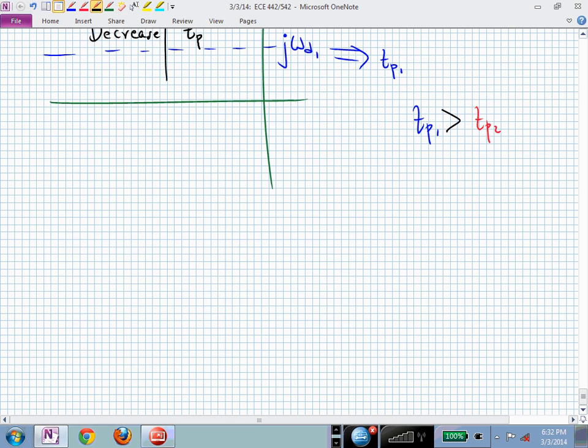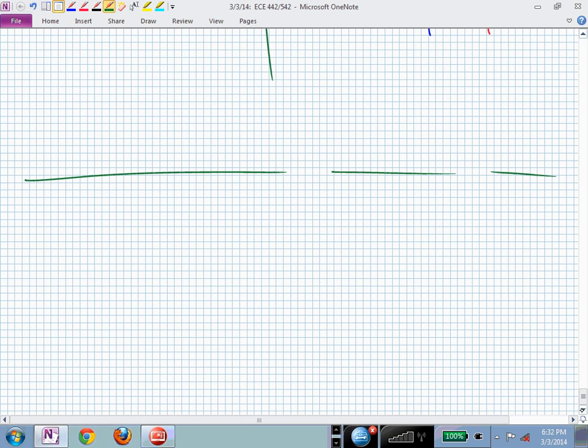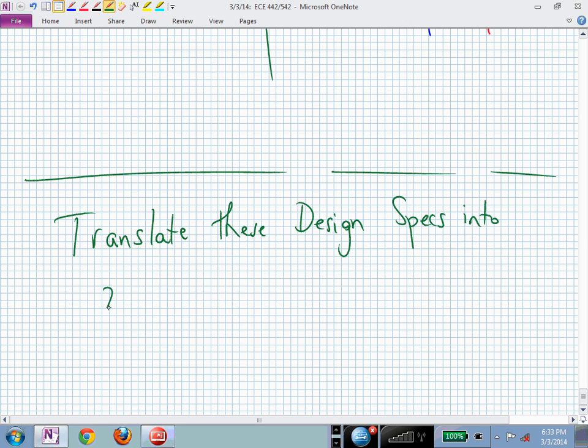Now, we have all of those pictures of the S-plane in our head, hopefully, for those three design constraints. Let's now map those into their Z-plane equivalents, or what that looks like in the Z-plane. Let's now translate these design specs into Z-plane pole locations.